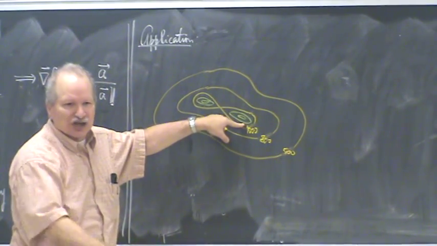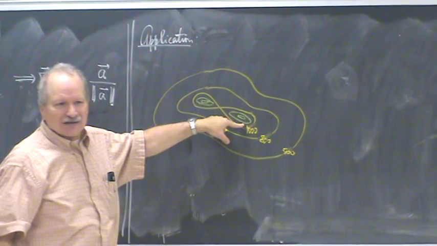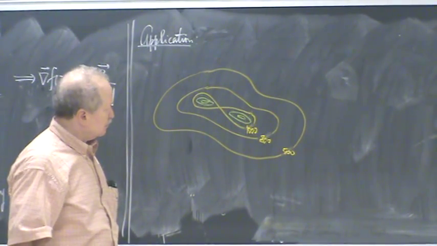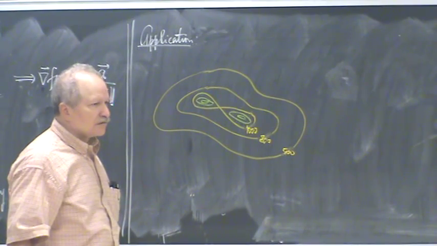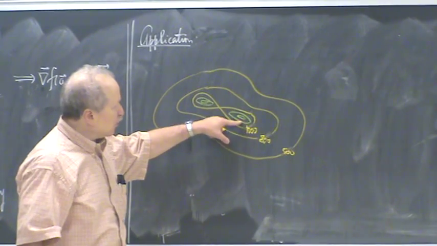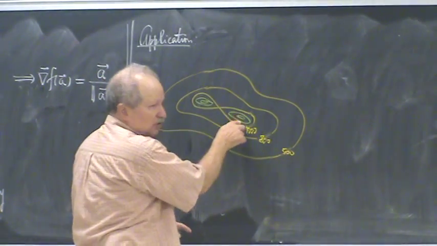You could have a depression. But it can't go lower than 1,000, because otherwise it would be. Right, so if it went lower than 1,000, I would need another ring labeled 1,000 in there.